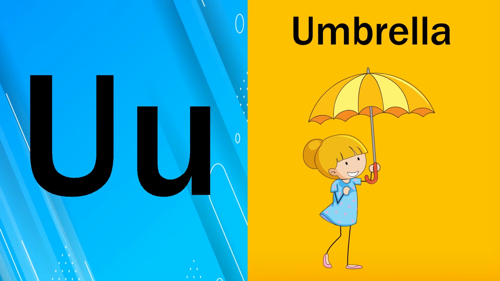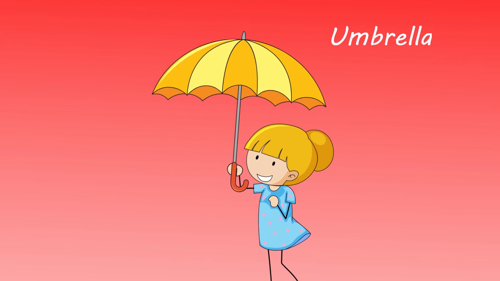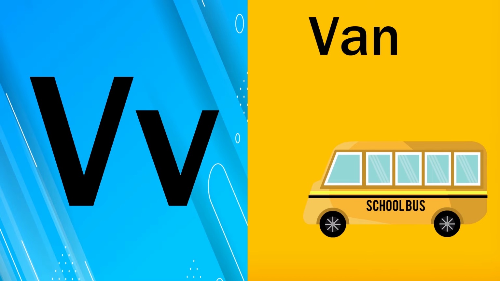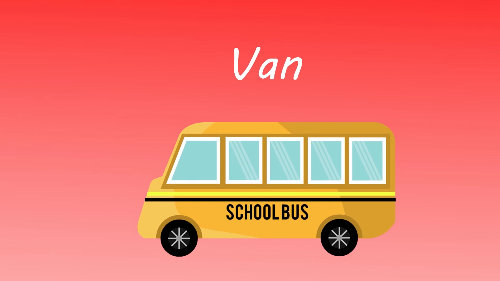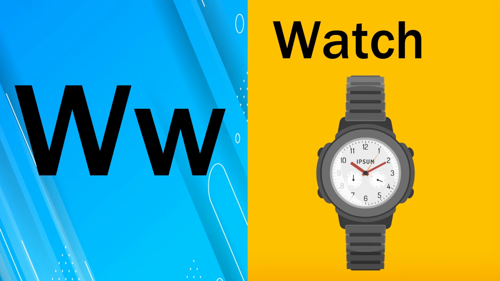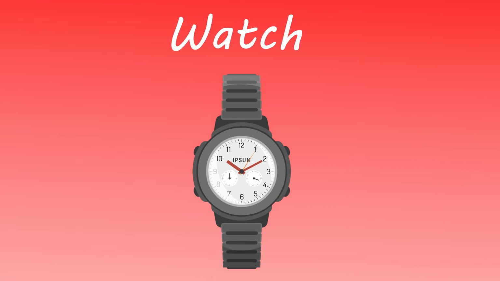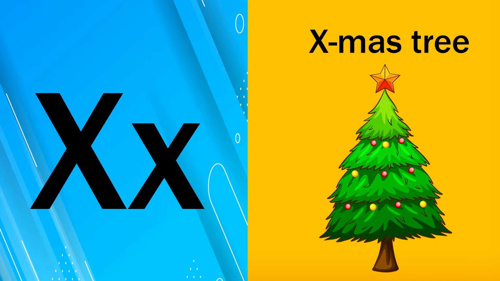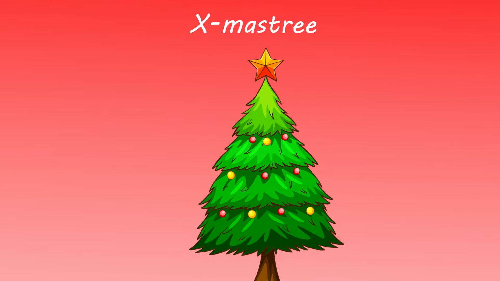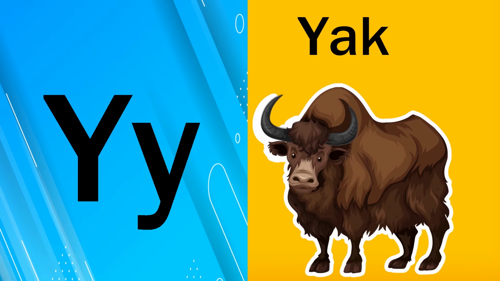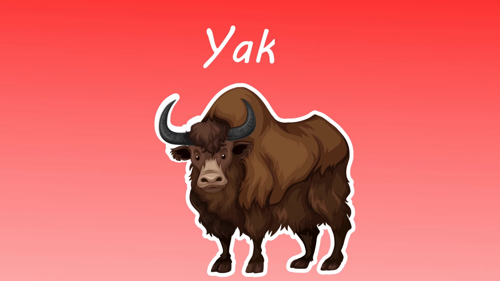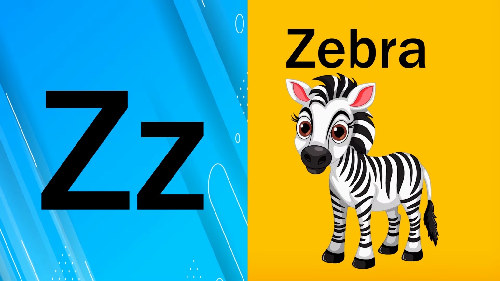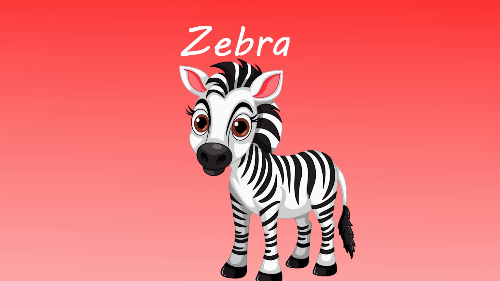U for umbrella, a, umbrella. V for van, v, van. W for watch, w, watch. X for Xmas tree, x, Xmas tree. Y for yak, y, yak. Z for zebra, z, zebra.